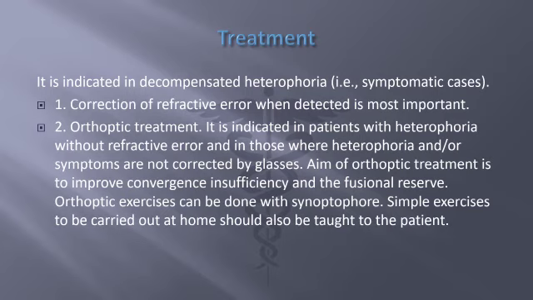Now, how can we treat a case of heterophoria? Treatment is only indicated in decompensated heterophoria where the patient presents with complaints other than the squint that he has observed. The first treatment option is a mandatory step: we need to correct the refractive error if it is detected during the examination of heterophoria. Another treatment option is orthoptic treatment, which is indicated in patients with heterophoria without refractive error, and in those where there is heterophoria and the other symptoms which are not corrected by the use of glasses.